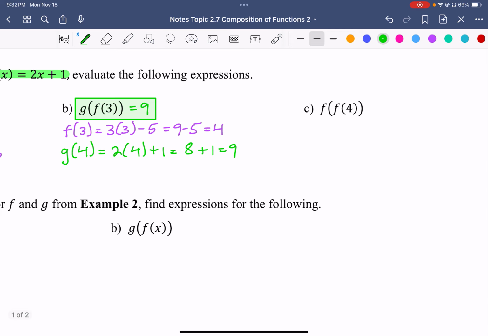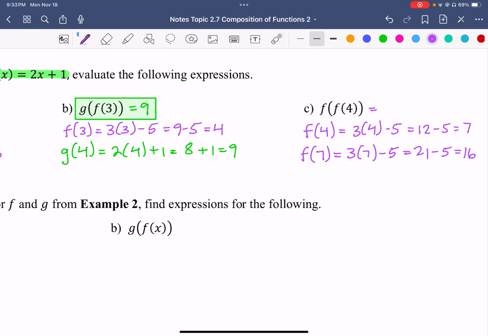Next, we're going to do f of f of 4. So I'm going to first do f of 4 because it is the function on the inside, on the right-hand side. So that's 3 times 4 minus 5, which is 12 minus 5, which is 7. Now notice that this is a duplicate of f. So I'm going to do f again, but this time I'm going to plug in my previous answer, which was 7. So we're going to do 3 times 7 minus 5, which becomes 21 minus 5, which is 16. So f of f of 4 is 16.